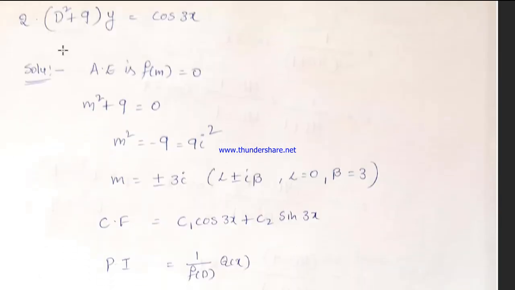Next example is D square plus 9 into y is equal to cos 3x. First you have to write the auxiliary equation, that is f of m is equal to 0.